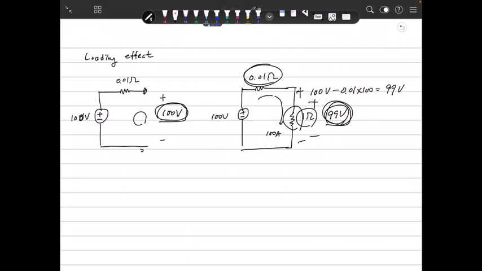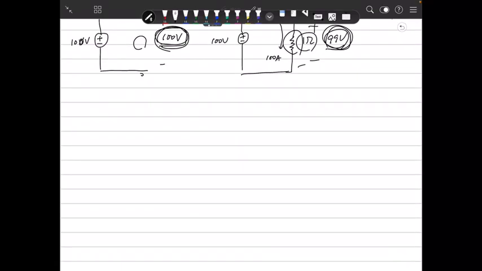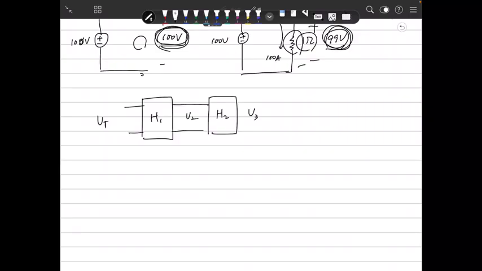So we call this the loading effect. If we have two systems, like H1 and H2, and we connect them to each other, we have V1, V2 and V3.